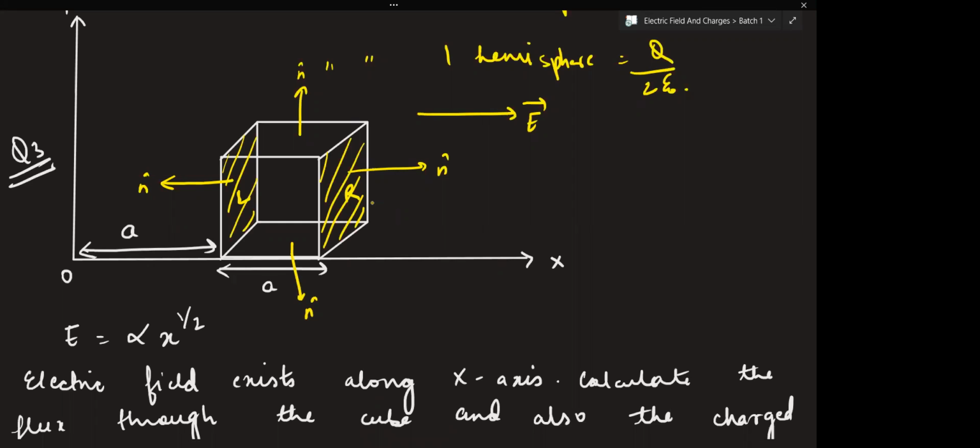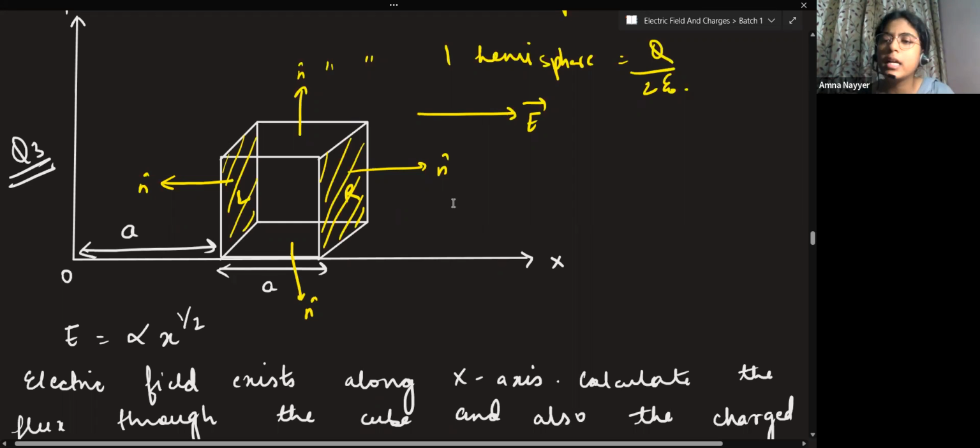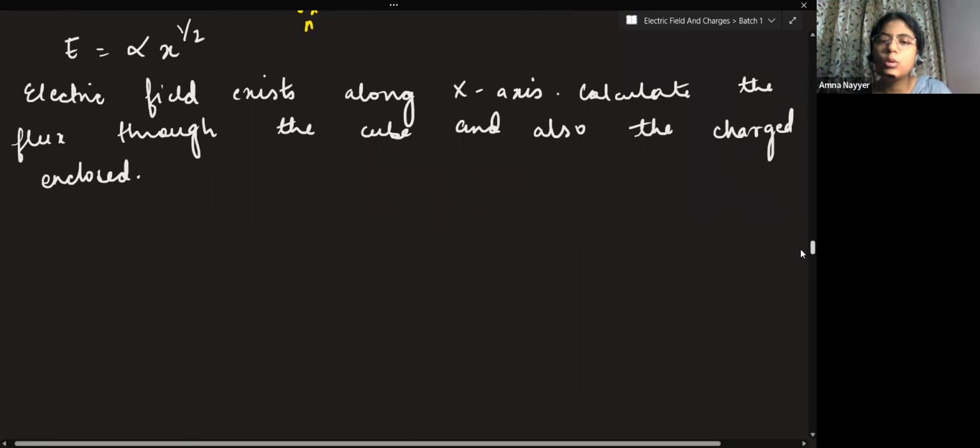Yes. All right. Now see, what do we do? We should take out the flux for the right hand side face, then take out the flux for the left hand side face. We can add them and we'll get the total flux through the cube.